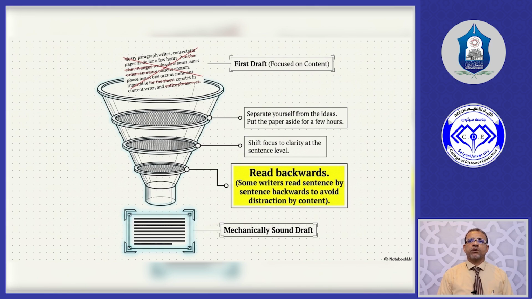So number one, focus on the content. Separate yourself from the idea. Put the paper aside for a few hours. Shift focus to clarity at the sentence level. Number two, read backwards. Some writers read sentence by sentence backwards to avoid being distracted by content. You got this idea? From the bottom. First read the concluding sentence, then go to support sentence number 1, support sentence number 2, support sentence number 3, to the topic sentence. You see, are they correlated?